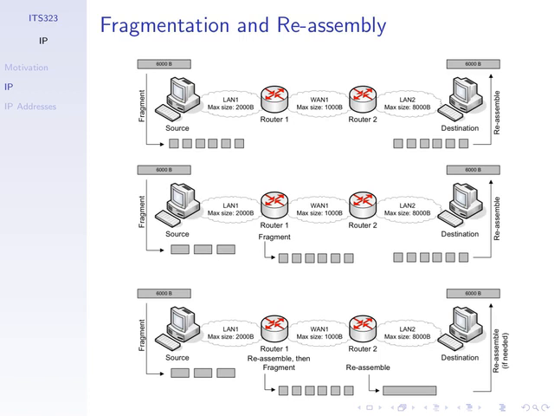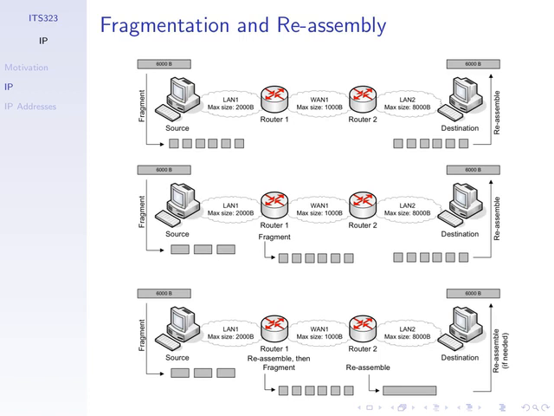Last approach. Fragment at the source and at the routers if needed. Reassemble at the routers and at the destination if needed. These two approaches, we only reassemble at the destination. Here, we are allowed to reassemble at the intermediate devices. Source has 6,000 bytes. The subnet can support 2,000 bytes. Divide into three segments, one, two, three.